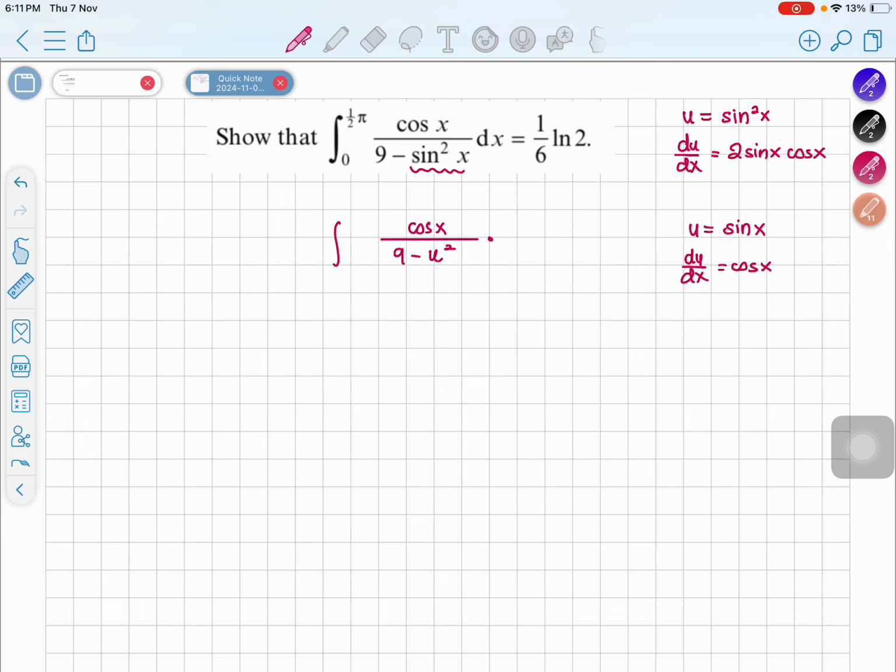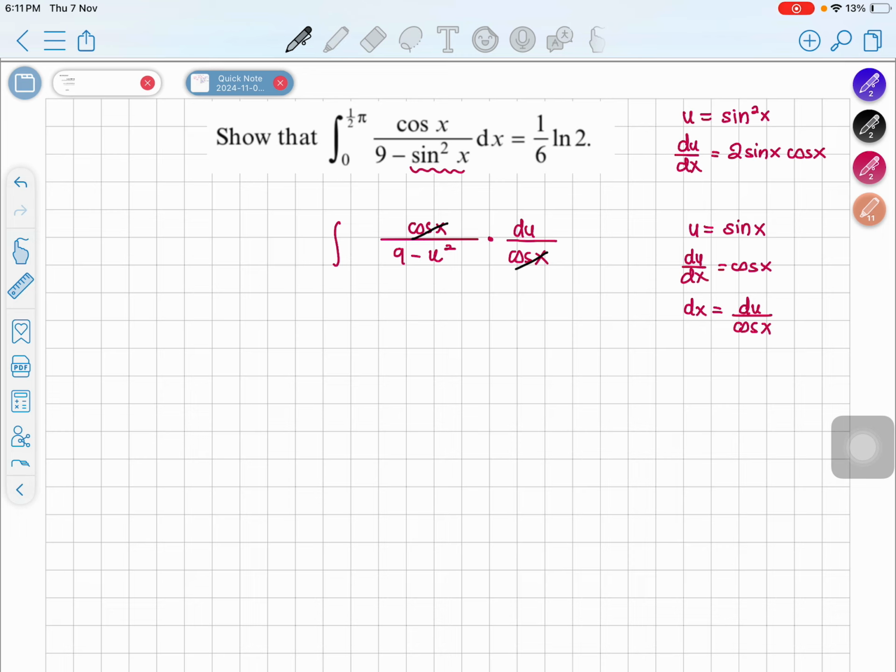So what is your dx? You make dx the subject here. It is du over cos x. This is the interesting part. Can you see? It gets cancelled now, the cos x and the cos x, and you manage to simplify your question into something which is much easier for you.